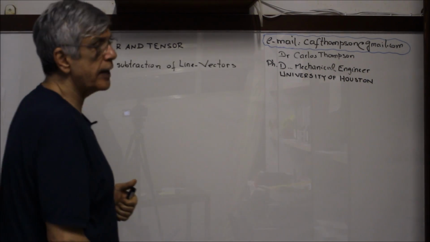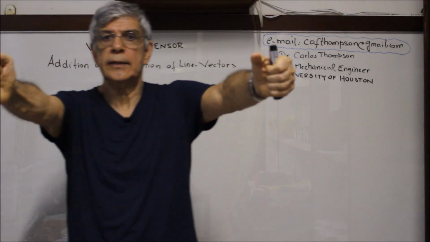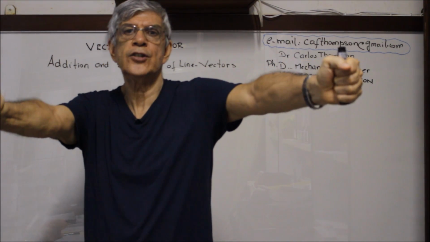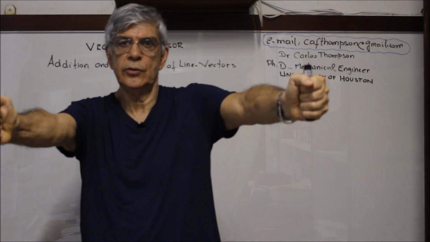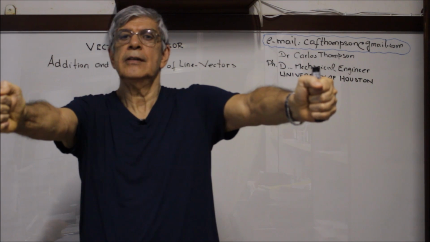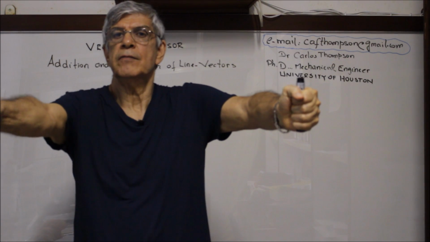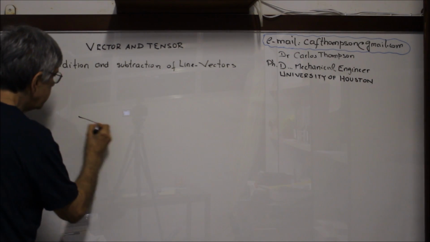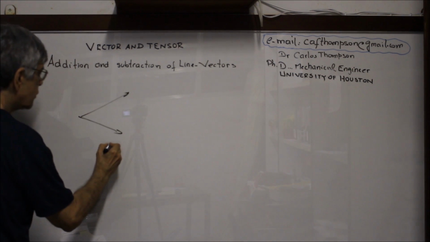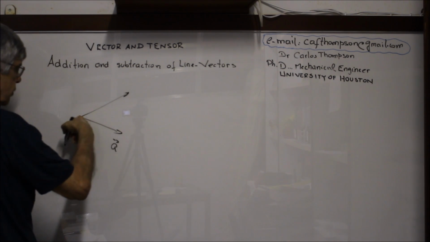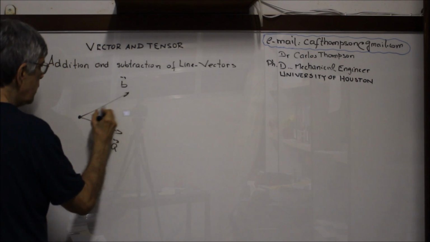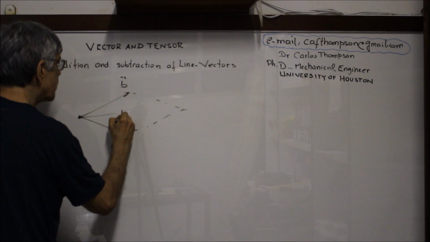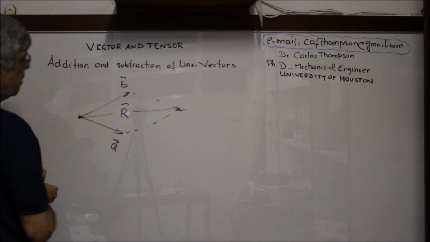Addition and subtraction of line vectors. Suppose someone pulls your arm in this direction and another person pulls it in this direction. They are different directions and different magnitudes. There is an effect according to this vector and this vector, and it is represented geometrically by a parallelogram. Suppose you have a vector A here, and this is vector B. The sum of these two vectors is the diagonal of this parallelogram.